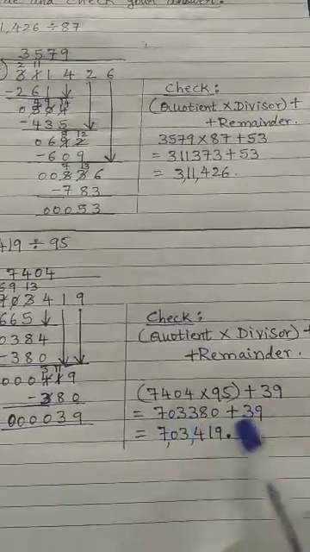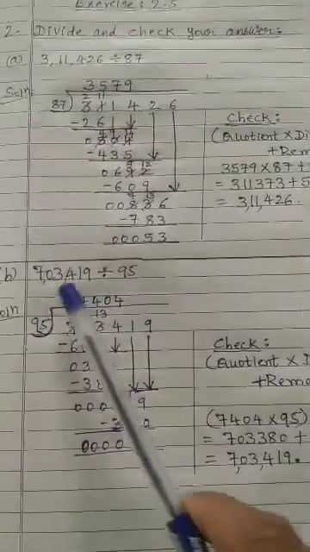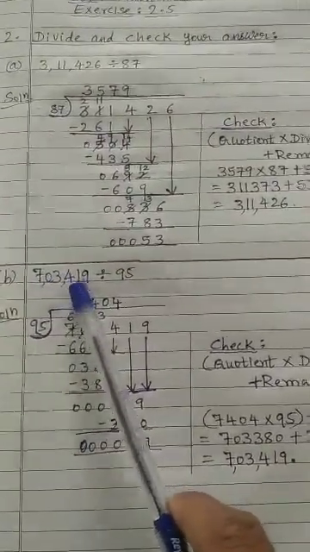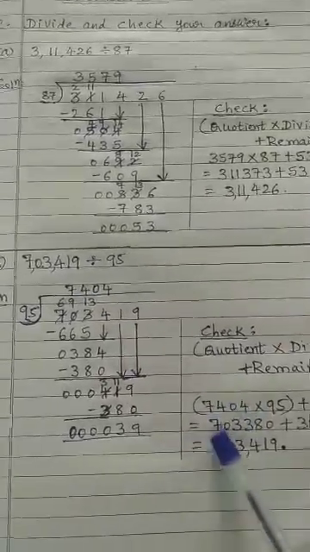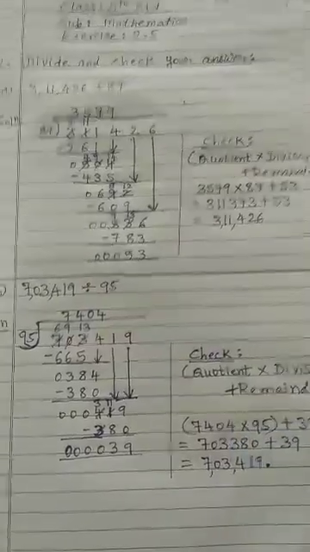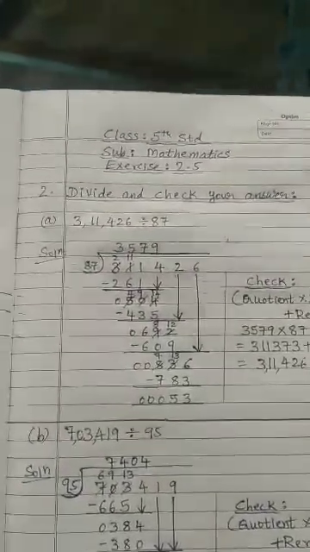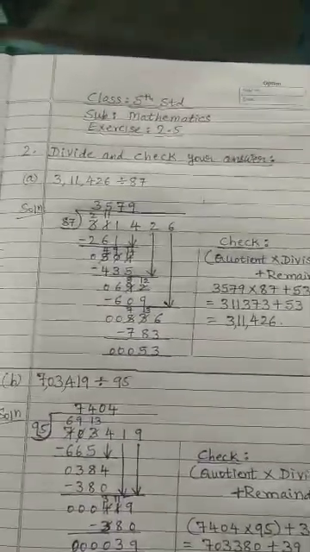When you add these two, you will get 7,03,419. See here, what is the question? 7,03,419. Then this division is correct. This is how you have to check the answer. Similarly, you should write neatly in your CW. The remaining problems will continue in the next class.